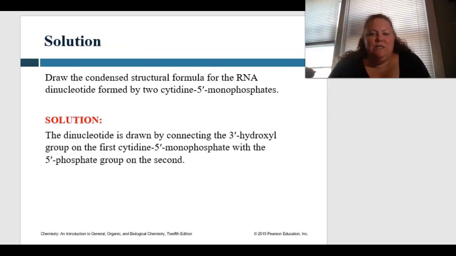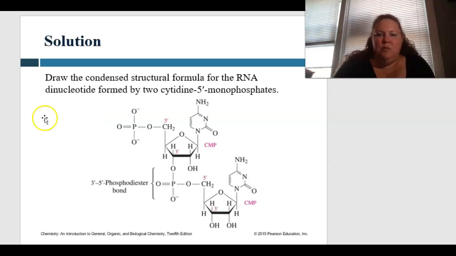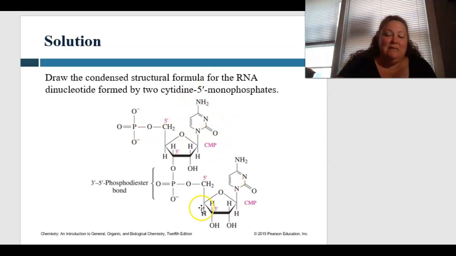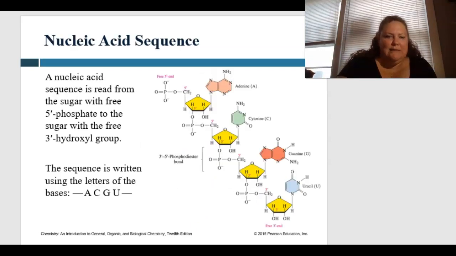Well, the dinucleotide is drawn by connecting the 3' hydroxyl group on the first cytidine 5' monophosphate with the 5' phosphate group on the second. And so what you would end up doing is combining it here, and so then you have 1, 2, making it a dinucleotide that has 2 cytidine 5' monophosphates combined together.